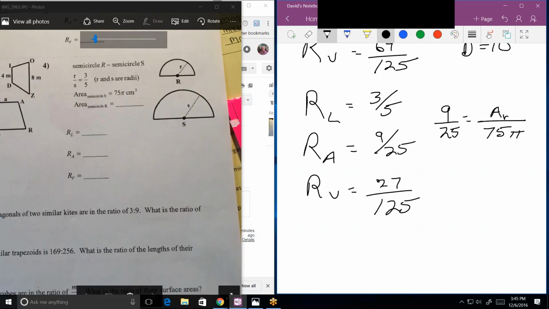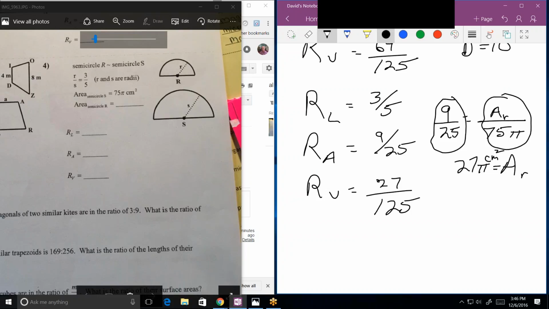So all we're doing is setting up these ratios in the same order. It doesn't matter whether you go big to little or little to big, but we've been going little to big. Just make sure the right side of your ratio is little to big. If you get it crossed, you're going to come up with the wrong answer. Okay, and then that number looks like 27 pi, centimeters squared.